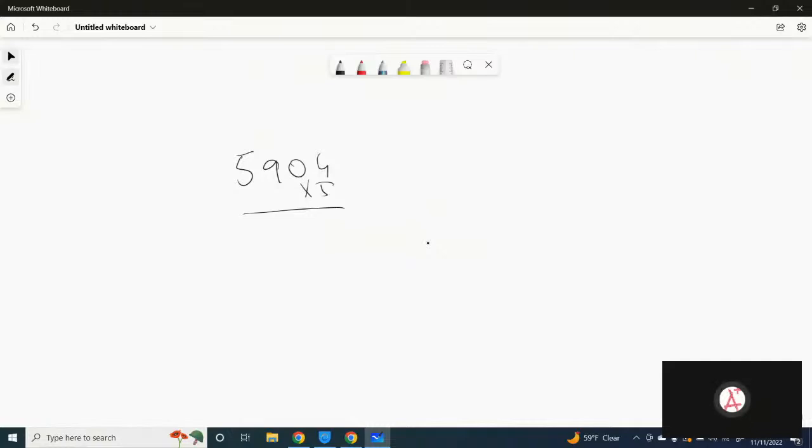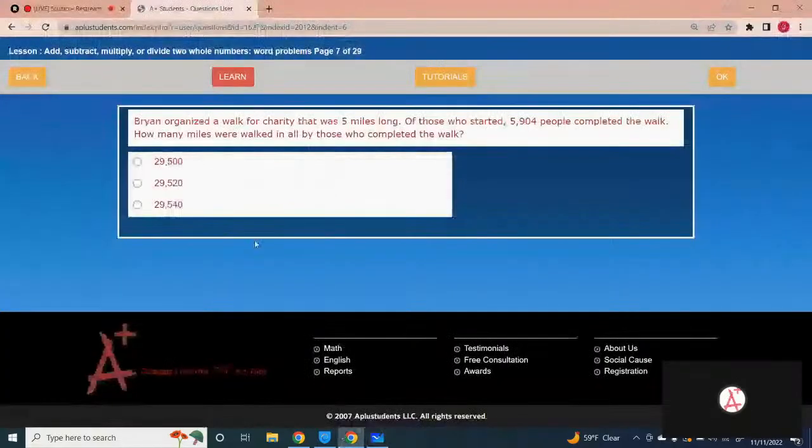Got it? 5 times 4 is 20. Write 0 over here and carry 2. 5 times 0 is 0, and you have the carried 2. 5 times 9 is 45. Write 5 over here and carry 4. 5 times 5 is 25, and 4 more is 29. So it would be 29,520 miles. Got it?